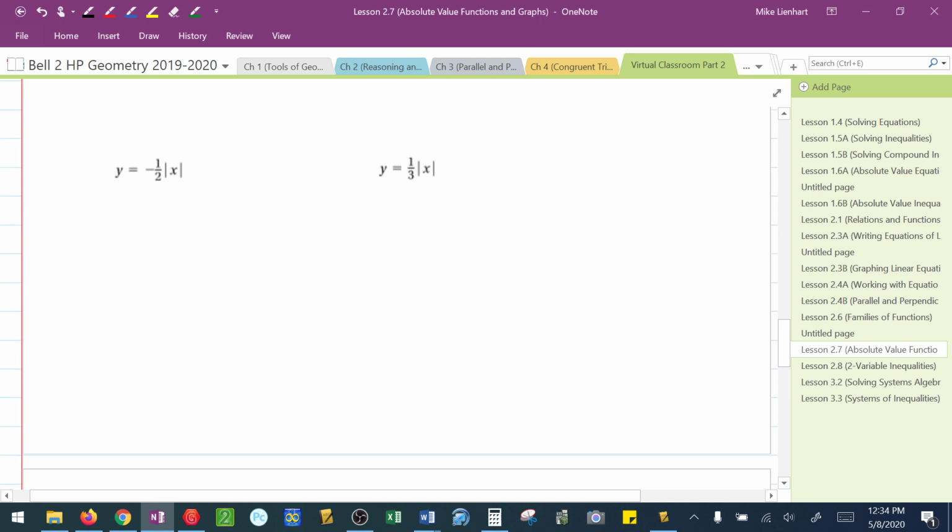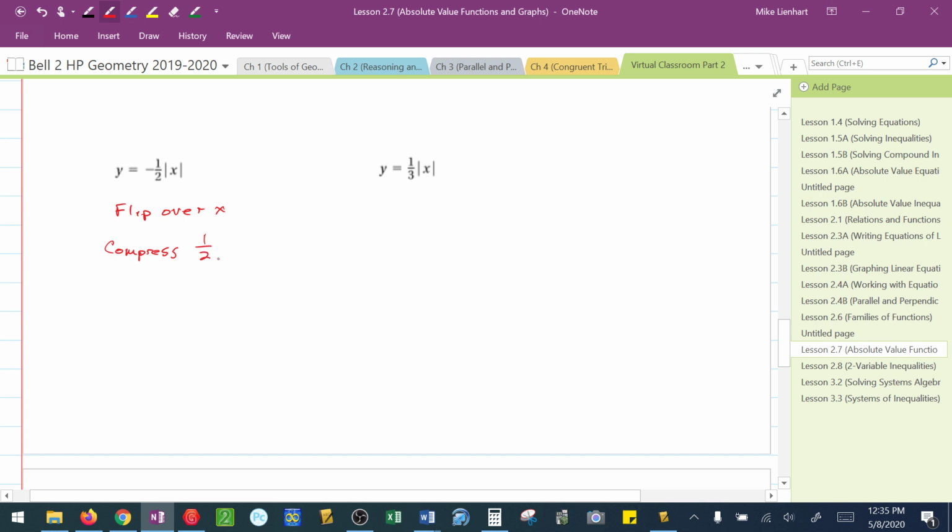Negative 1/2 absolute of x. The negative tells me flip over x, and that means over the x-axis. But now I've got this 1/2. When the value in front of the absolute, or in front of any parent for that matter, is between 0 and 1, this is called a compression. So it's going to compress 1/2.